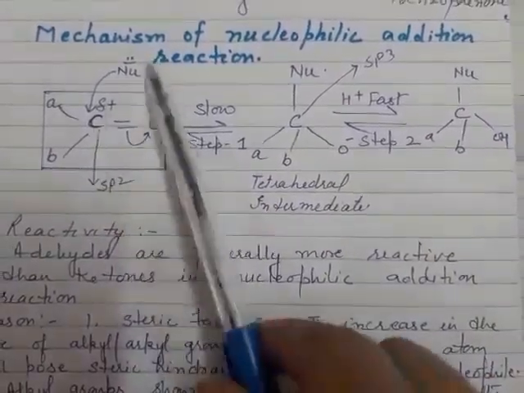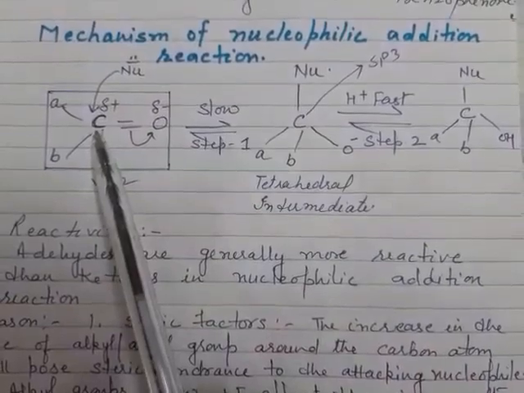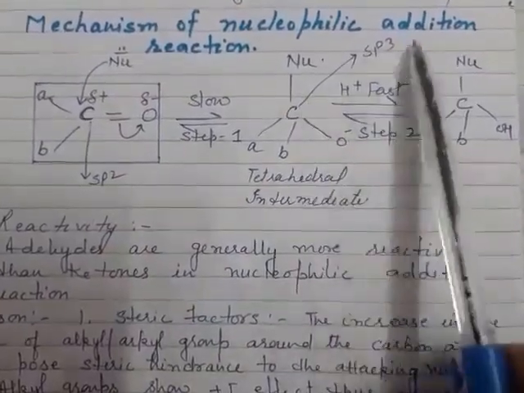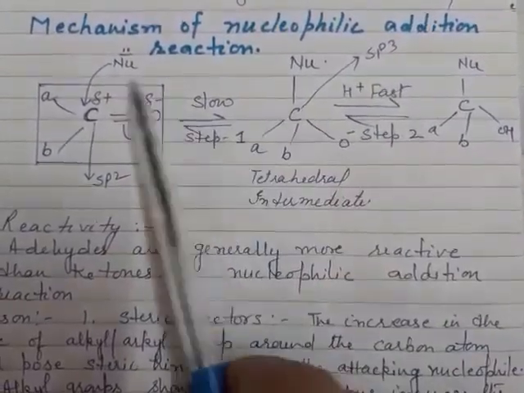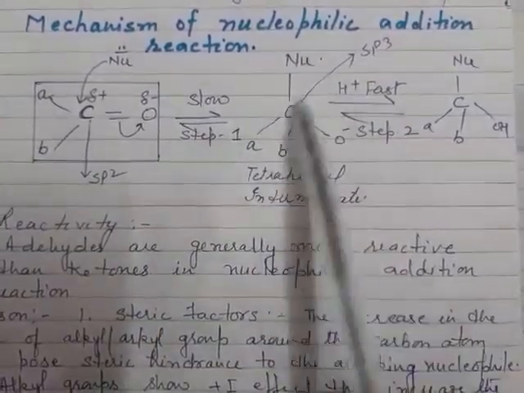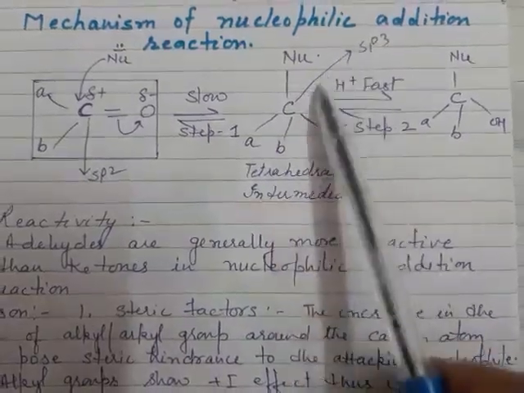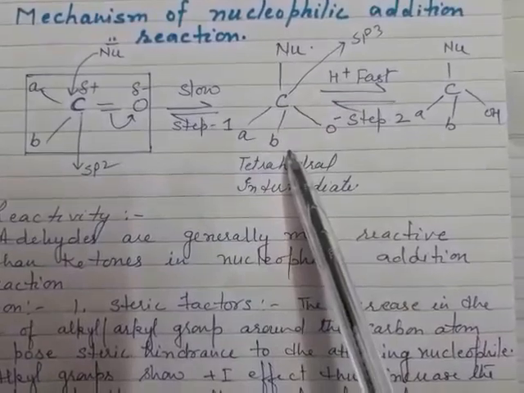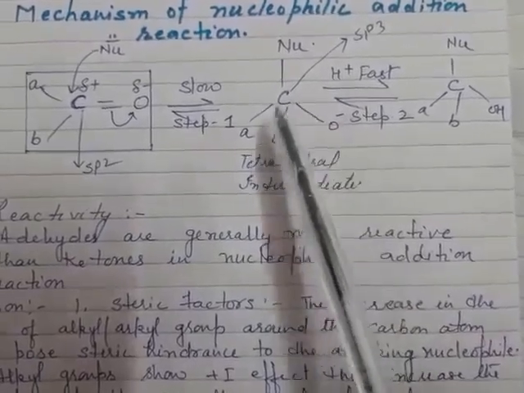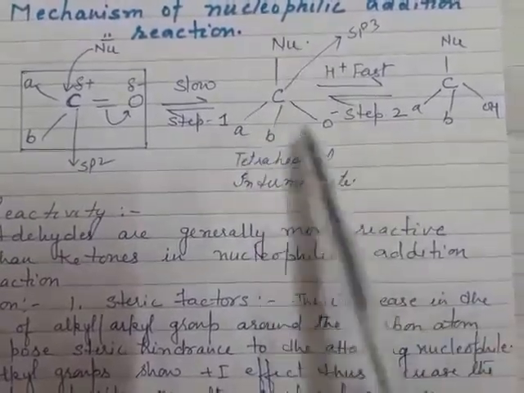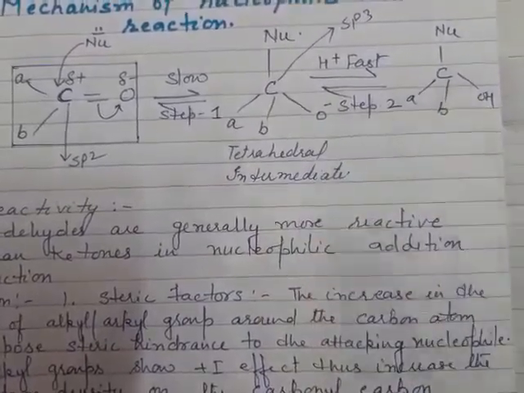Here the hybridization of carbon is sp2 and it is changed to sp3. It is planar and it is tetrahedral, and it is the tetrahedral intermediate. It is a tetrahedral alkoxide intermediate, we can say.